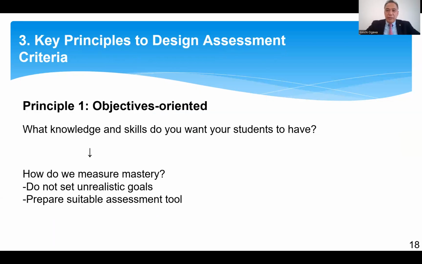Then number 3, next section. I'd like to talk about key principles to design assessment criteria. Principle 1, objectives oriented. What knowledge and skills do you want students to have? For example, how do we measure mastery? Do not set unrealistic goals. Prepare suitable assessment tools. Please take note: objectives oriented.